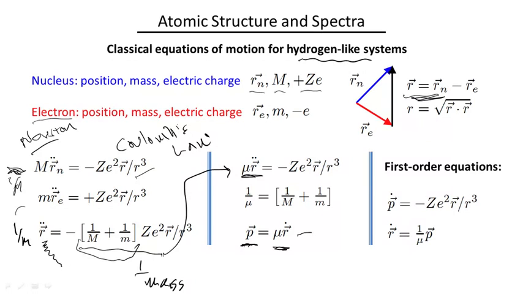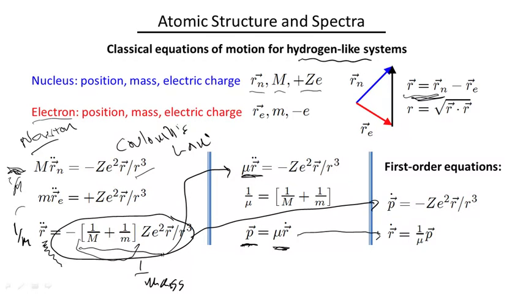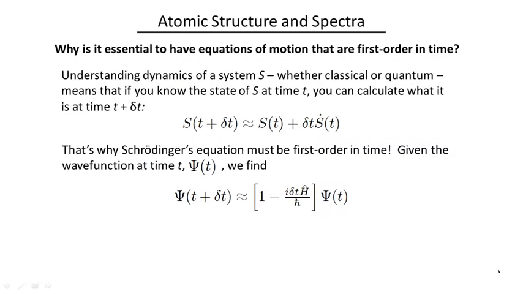So here's that equation we just made. r dot is 1 over mu times p, and then p dot is just taken from this equation, because p dot is mu r double dot, and so it's just minus Z e squared r over r cubed. Now, why do we reduce this to first-order equations, you might ask?